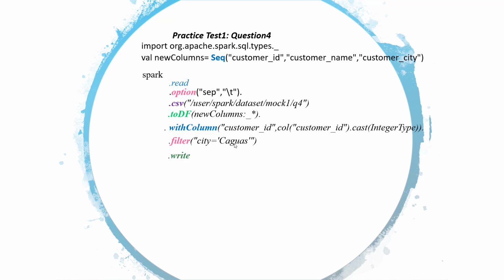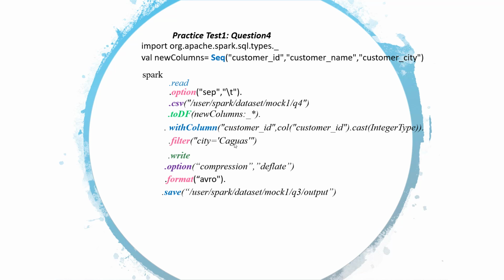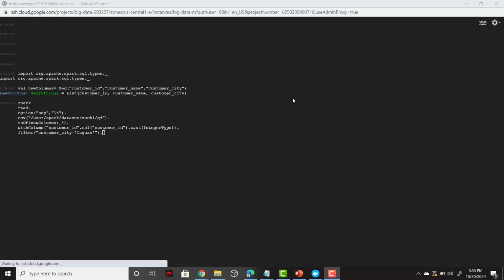Finally, I want to write my data with deflate compression in the Avro format, and this is my final output location. Let me go and try running this problem statement on my Spark shell. Before saving it back to HDFS, let me show you the schema of my data frame. I'll say printSchema. Okay. Can you see my customer ID is of integer type and the rest of the columns are of string type, which is our output requirement. So we are safe to write this data frame back to HDFS.